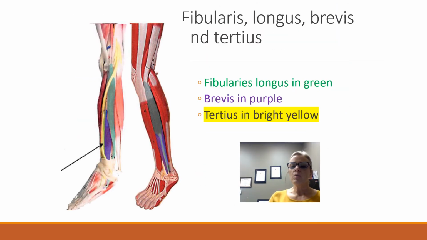All right, so here we have the fibularis longus, brevis, and tertius. I don't have great pictures for these. The fibularis longus, typo there, is in green. The brevis is there in purple, and the tertius is in bright yellow.